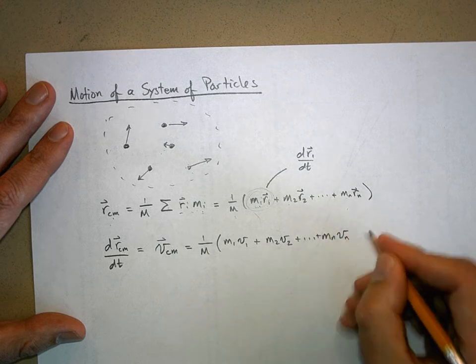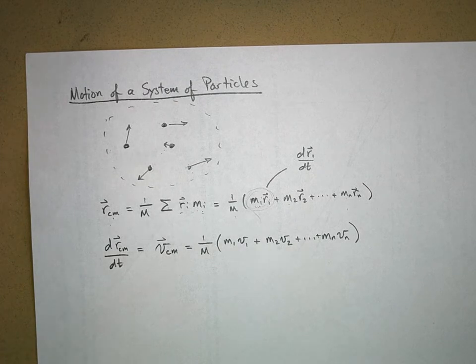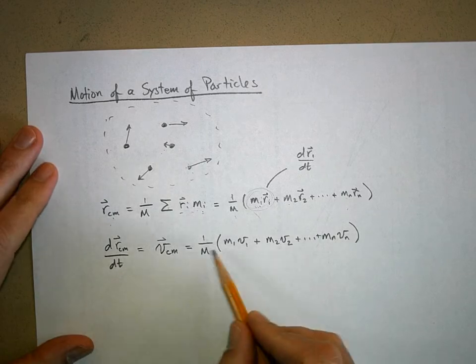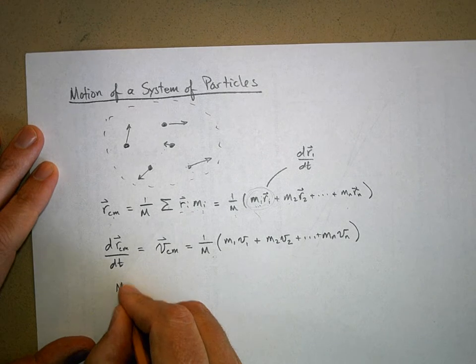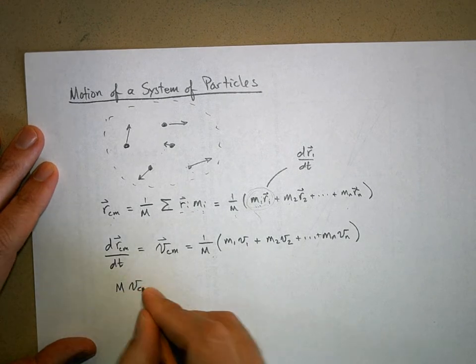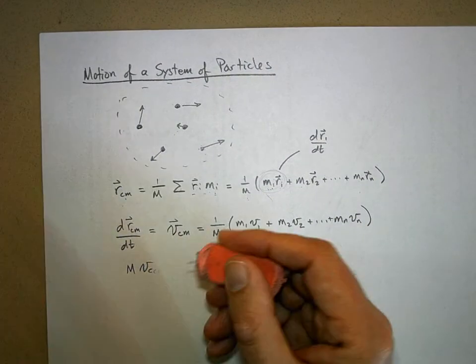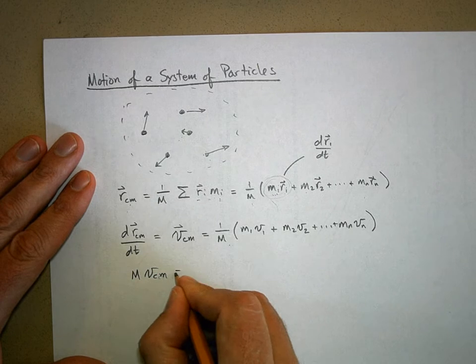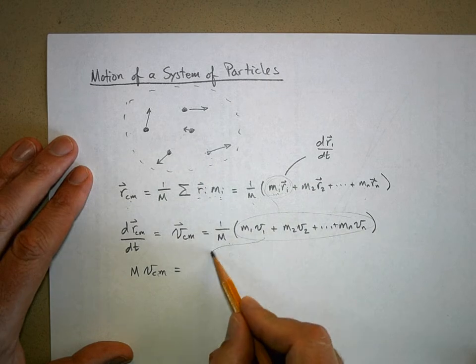So that's what we get. Does that make sense to everybody? All right. Now this gives us something kind of interesting. Let's multiply both sides by the total mass here. So I have the total mass times the velocity of the center of mass equals this stuff right here. I'm not going to rewrite it, just write it like that.